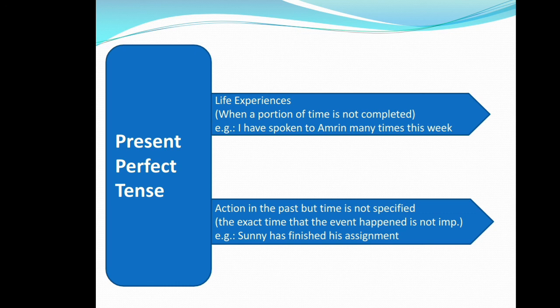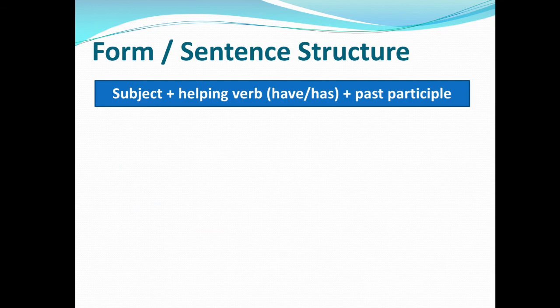So now let's look at its form, the sentence structure. So the form says subject plus helping verb. You already know what is helping verb. Here we use have or has as helping verb plus past participle. Now you already know what is subject, what is helping verb. Let's talk about what is past participle. I'm sure you already know that V3, third form of verb, right? Past participle. I'm sure that rings the bell.